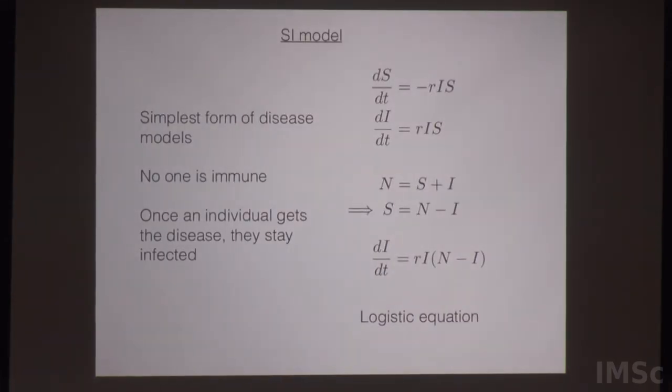Let's now make an even simpler model, where you're either susceptible or you're infected. Okay? So dS by dt is minus r times I times S, dI by dt is plus r times I times S.